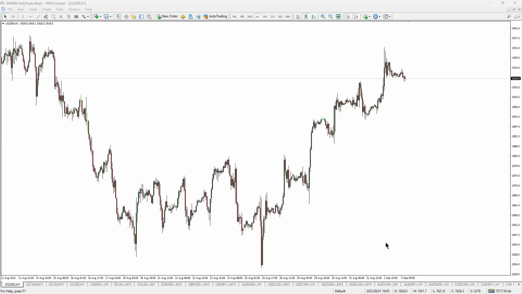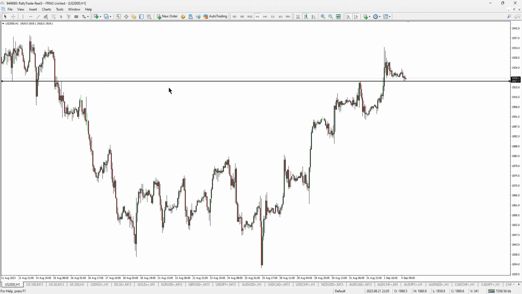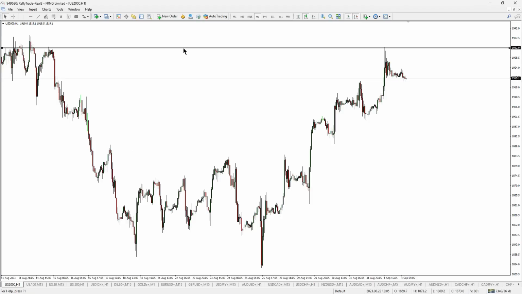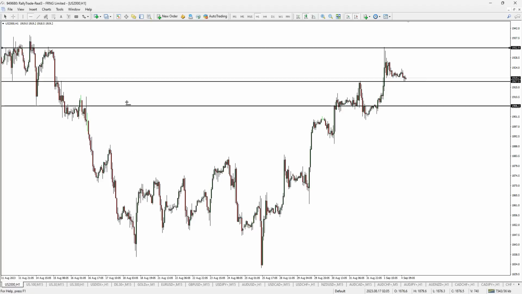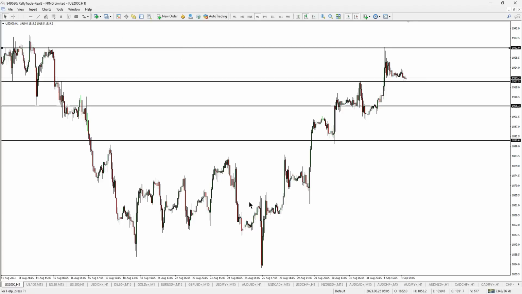For some of us who are very experienced in trading, you might decide that you want to be drawing your support and resistance lines manually, like this. Maybe there's a resistance somewhere here, support somewhere here, another one maybe somewhere here, and that one maybe somewhere here. Some of you might want to be drawing it manually like this.